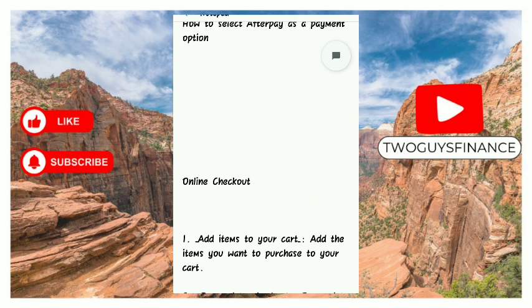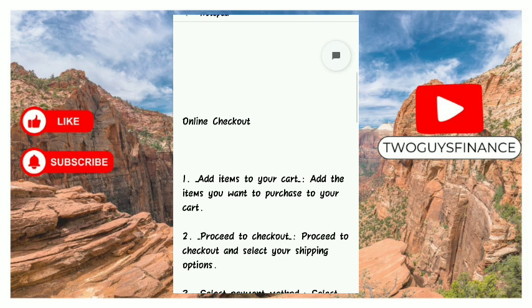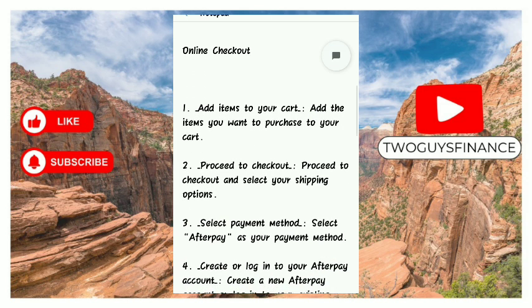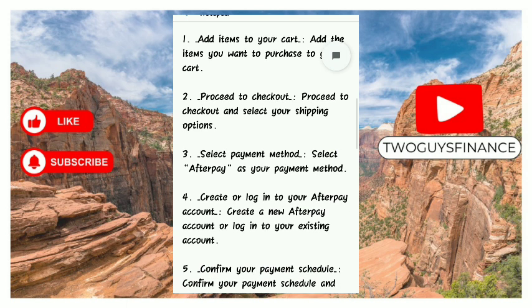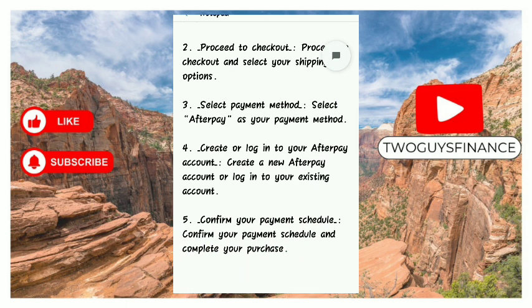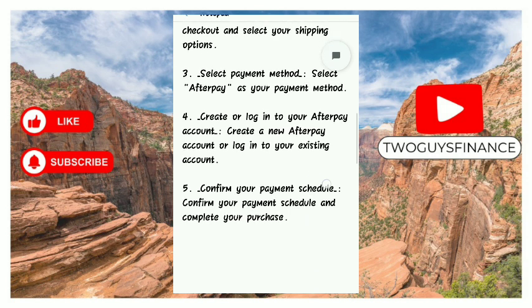Now at online checkout, what you want to do is to add the item that you want to purchase to your cart, and then proceed to checkout and select your shipping options, and then you want to select Afterpay as your payment method. You can create a new Afterpay account or just log into your existing account and confirm your payment schedule and complete your purchase.